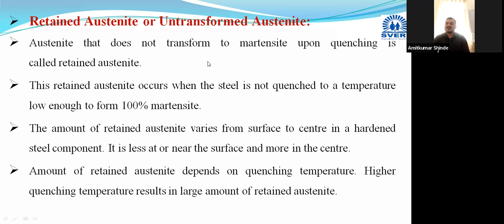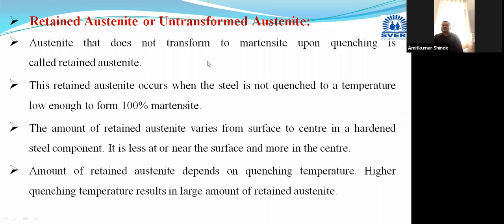Okay, why is there retained austenite? Because whichever quenching temperature we have used, that quenching temperature is not sufficient for getting 100% martensite from that austenite. Means some amount of austenite will remain as it is when you do the quenching at room temperature. That will be termed as retained austenite or untransformed austenite.